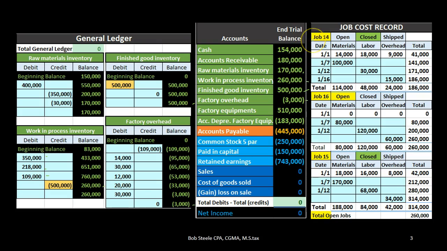So for example, if we had these three jobs, job 14, 16, and 15, and we're saying that 2 of those have been closed. What that means is that they have been closed out to finished goods, no longer in work in process. We have this one job here that is remaining open. So this 260 is the open job remaining in work in process, and that number is backing up what is in work in process. The other 2 being part of the finished goods here, being this 186 and the 314.